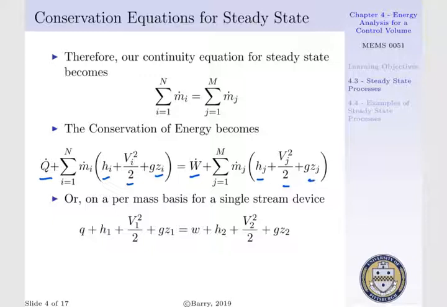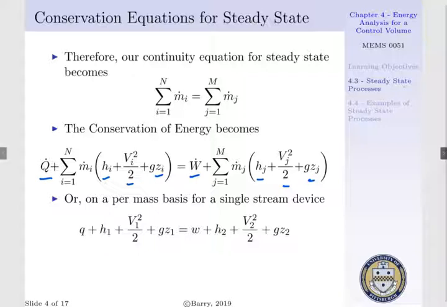Or on a per mass basis, for a single stream device, a single stream device implies our mass flow in is equal to our mass flow out, q plus h1 plus V1 squared over 2 plus g z1 is equal to w plus h2 plus V2 squared over 2 plus g z2.